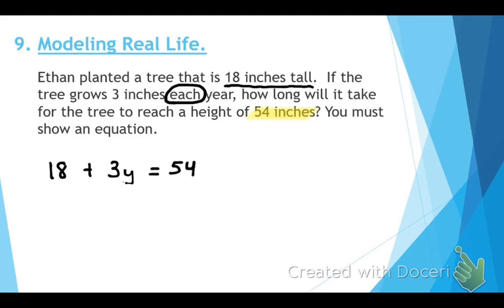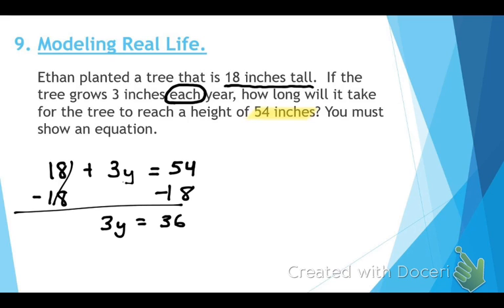But when it says here, you must show an equation, this is what I'm talking about right here. I've got to see some kind of an equation that you're making up, and now you need to solve for the variable. Okay, so take a minute and do this on your own. Then show me your boards when you're done. So here we got, get rid of the 18 on both sides. This cancels out, 3y drops down equals 36. Got to get rid of that multiply by 3, so I'm going to divide by 3. Y equals 12.